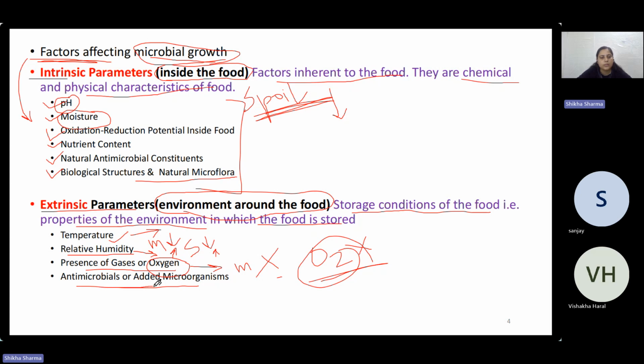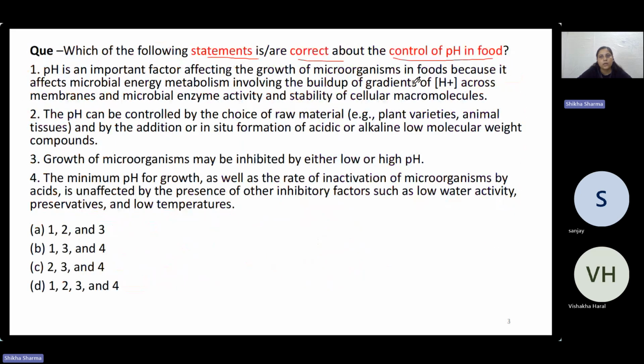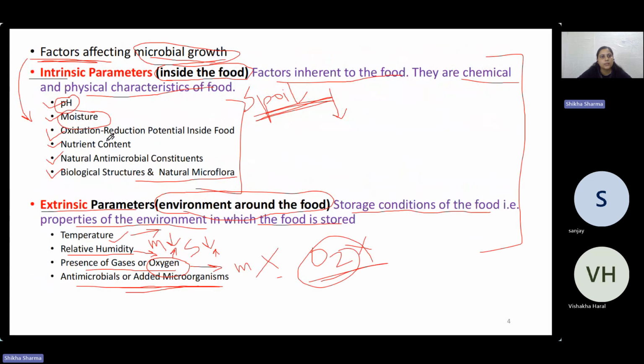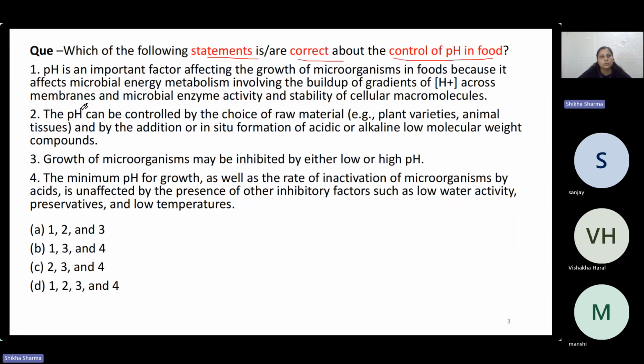Also, the antimicrobials present or the added microorganisms affect the microbial spoilage of the food. So these are the different factors which affect microbial spoilage in a food. Our question is about pH, which is an intrinsic parameter in the food. The question says, which of the following statements are correct about the control of pH in food?